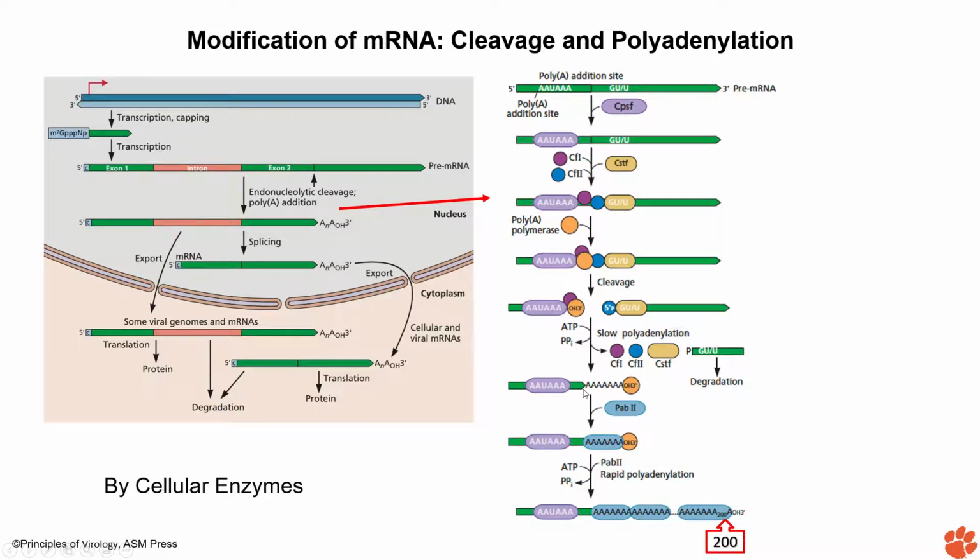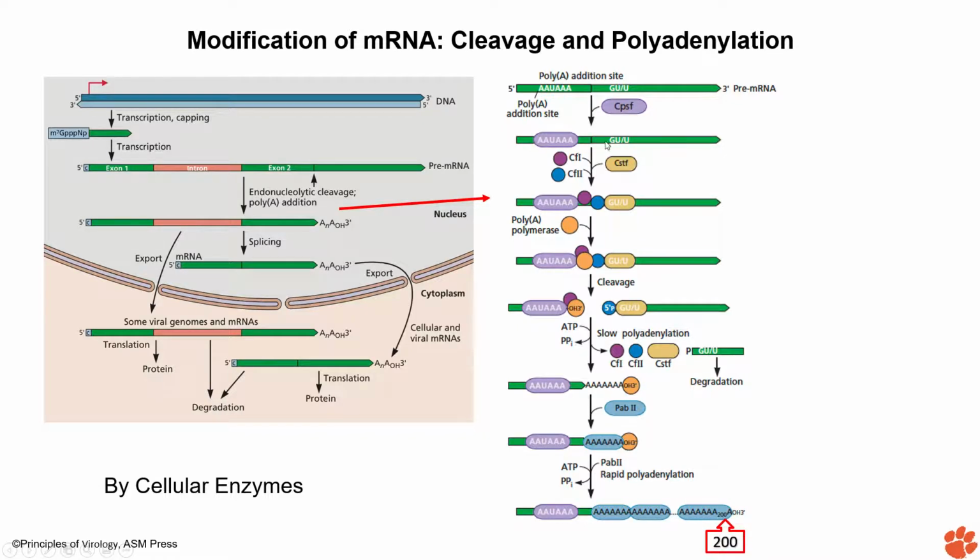Very slow, about 15, 20. Once it makes a couple of A's, about 15, 20, the last protein is involved, which is poly-A binding protein 2, or PAB2. Once this poly-A binding protein is recruited, which recognizes the poly-A tail, then immediately the poly-A polymerase gains processivity, or it just runs. It will rapidly synthesize about 200 or 250 poly-A's, basically. So that's basically the overview of that.